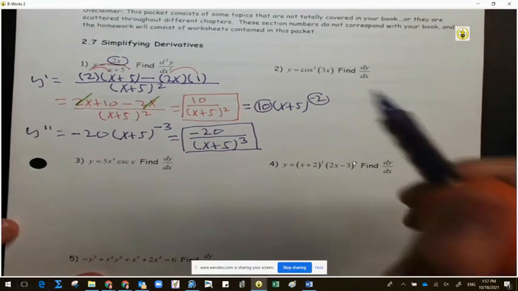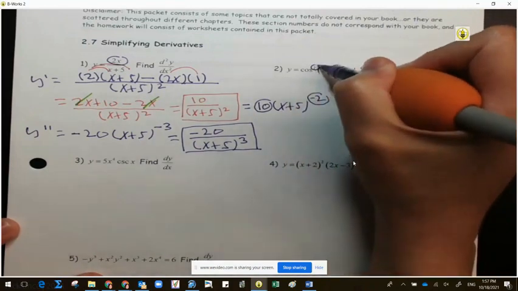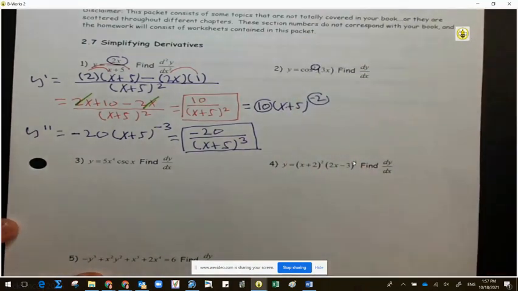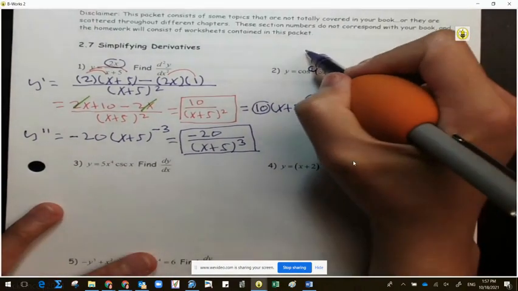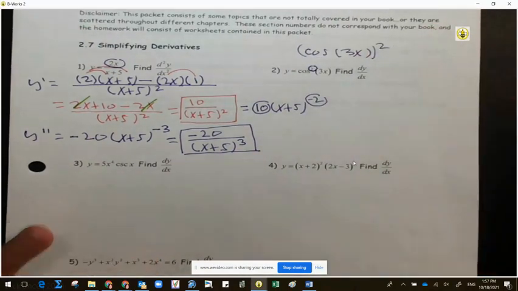So on number 2, the first thing we should do is rewrite this. Because if you have a square in between the cosine and the argument, it's considered all squared. So let's rewrite this. Cosine of 3x, all squared. Then that way you see a chain rule. So for this piece, hopefully I have enough room. I'm going to try to squish it down here.